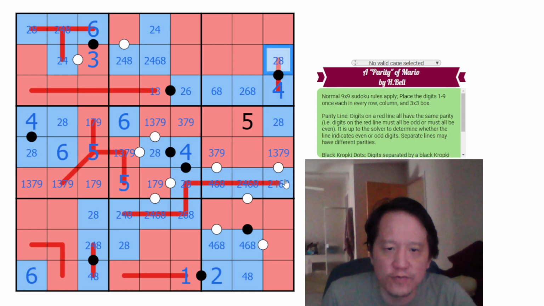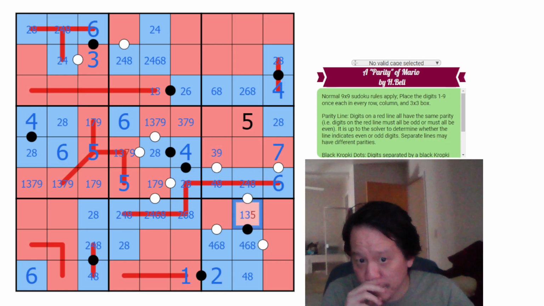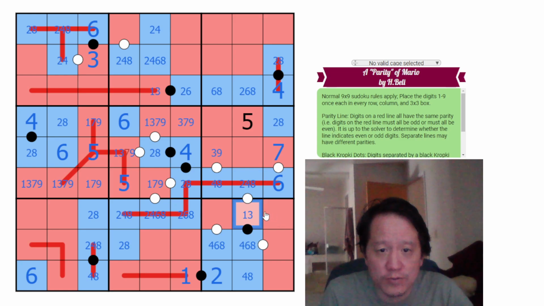So this can't be 4. This has to be 6. So this can't be 6, which means this is 7 because it can't be 5. This is 4 and 8 with 3 and 9. This is 1, 3, 5. It can't be 5. 1, 3, 7, 9. It has to be a 2 to 1 ratio with this. So this has to be 3 and 6, which means this is 2 or 4.